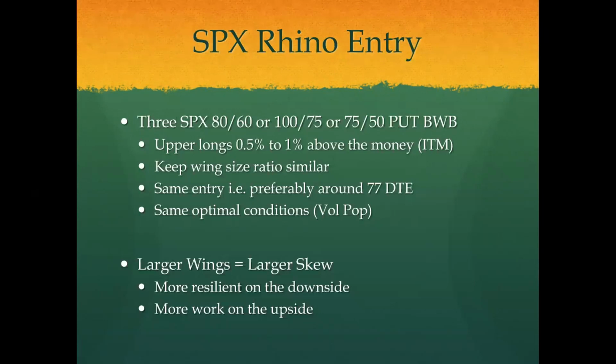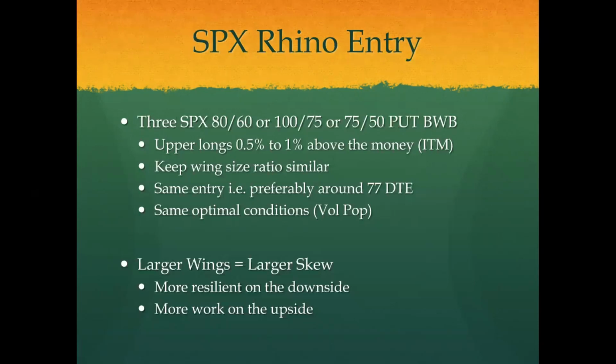One thing we need to remind ourselves is that larger wings means more capital, but also means larger skew. In the last 2 years, I have traded Rhino mostly on SPX on 100/75 wings. We can't predict the market. The market has gone up and up and up, and of course you expect at some point it will abate, stall, or stay within the range. If you have a larger skew, it's a give and take. A larger skew gives you more negative delta, and more negative delta gives you more resilience on the downside. So the trade is more solid on the downside.